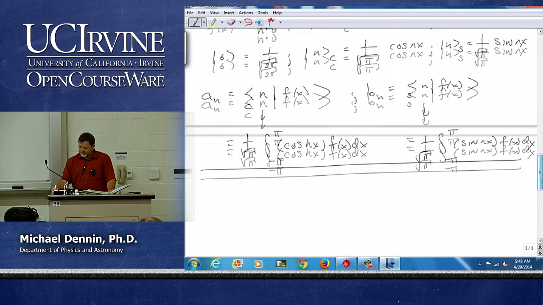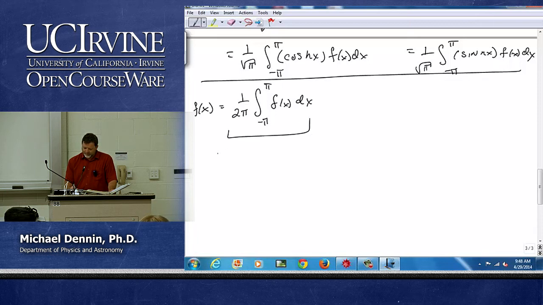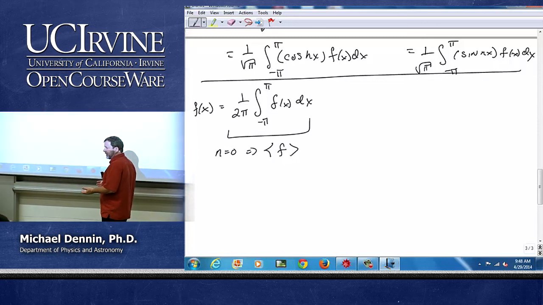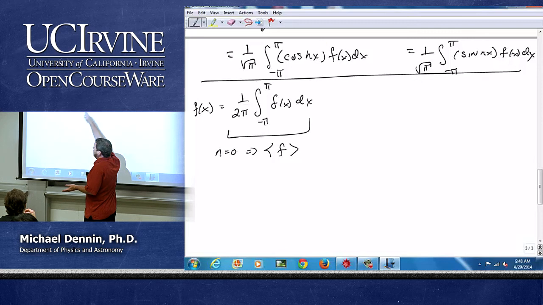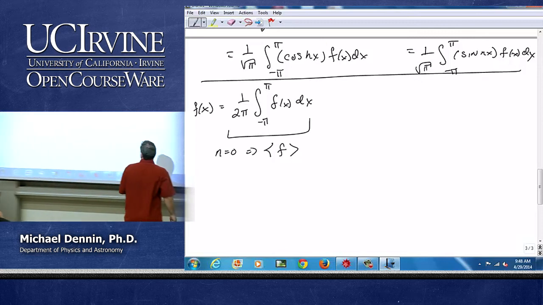So in either case, if I don't use the shorthand of coefficients, what I have is f of x equals 1 over 2 pi times the integral from minus pi to pi of f of x dx. This is the n equals 0 term, and notice this is just the average of f. Right? The average of a function is the sum of all its things divided by the number of points, or if I'm doing it by an integral, the integral from minus pi to pi divided by b minus a, which in this case is 2 pi. So that's the average of f.